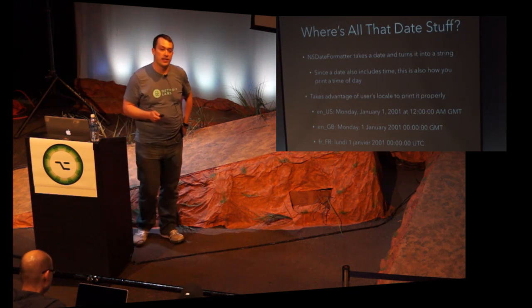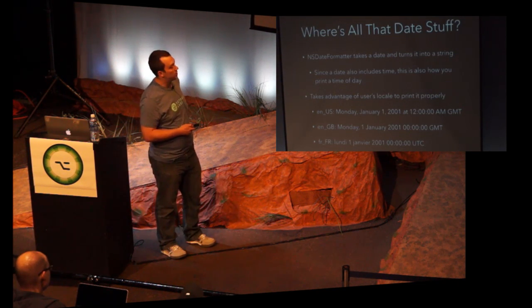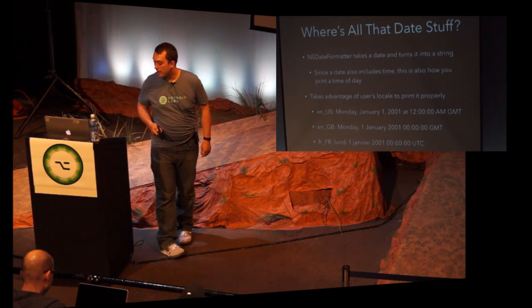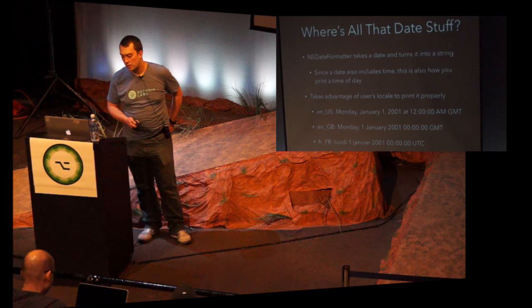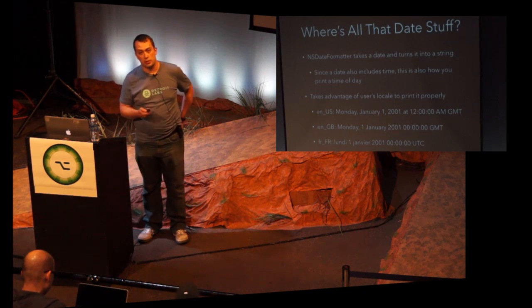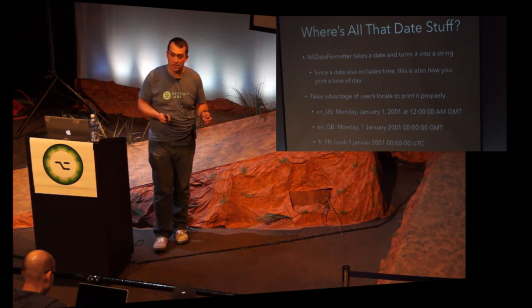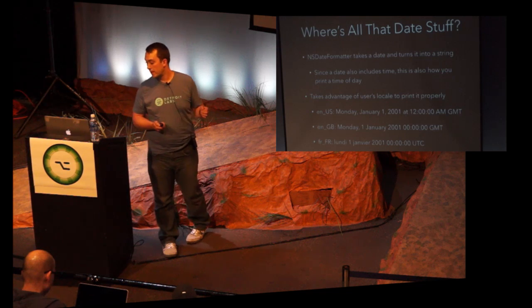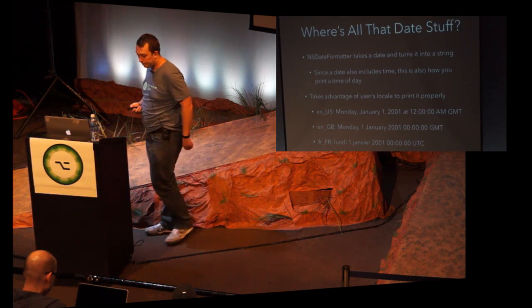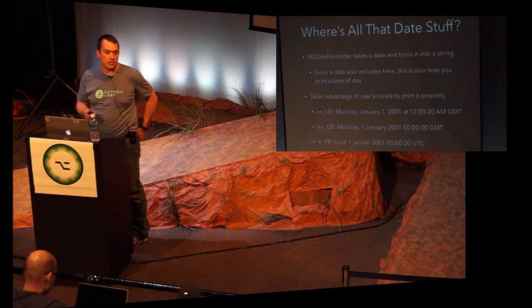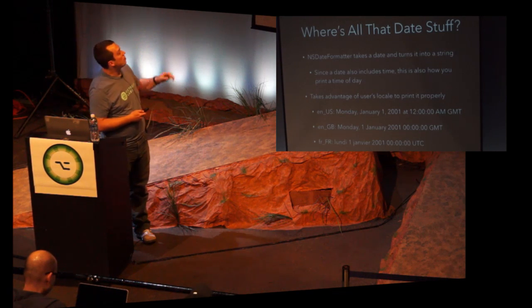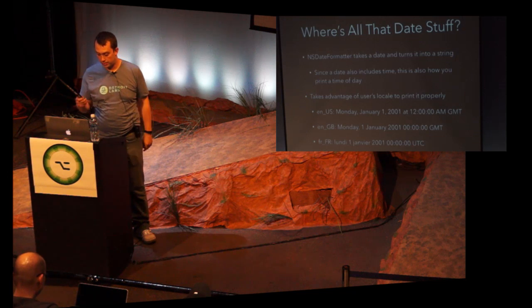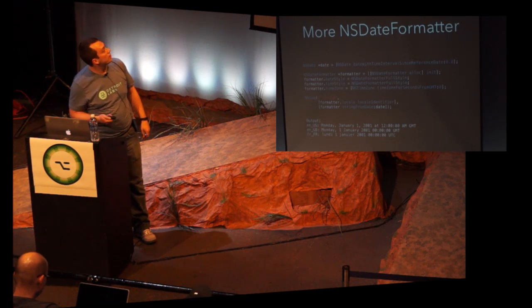Now, if you need to print a date for the user, NSDateFormatter is your friend. It takes a date, turns it into a string. It can also go the other way around. Since a date also includes time, another confusing thing about the API is that NSDate also handles time. That's how you print time of day. And the cool thing about using this is that it'll take advantage of the user's locale to print it properly. The same code will print things for different languages and for different regions. And they're really easy to make.